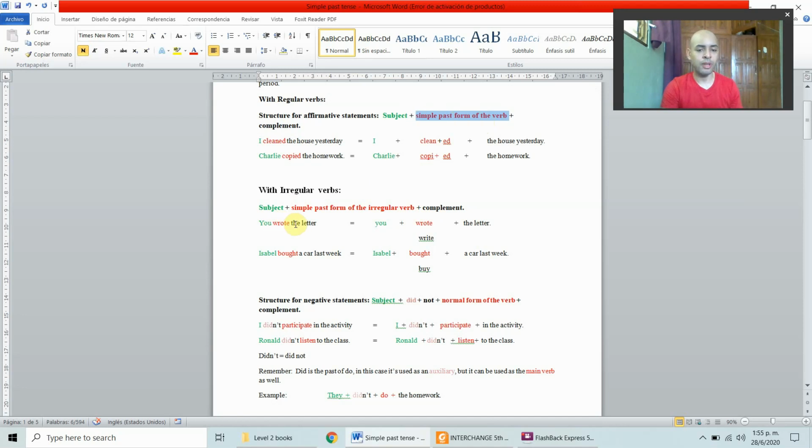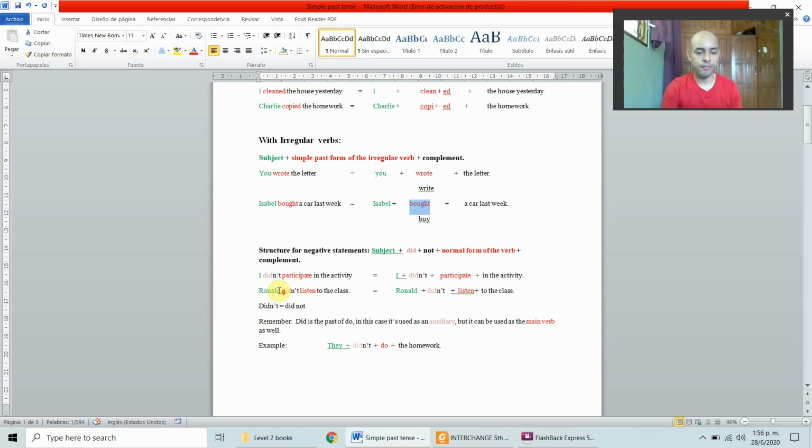For example, you wrote the letter. You, the subject, wrote the simple past form of the irregular verb, and the letter is the complement. This is the normal form of the verb, write, and this is the past form. As you can see, we don't add ed at the end of this verb. Isabel bought a car last week. This is the normal form of the verb buy, and this is the past form of the verb.